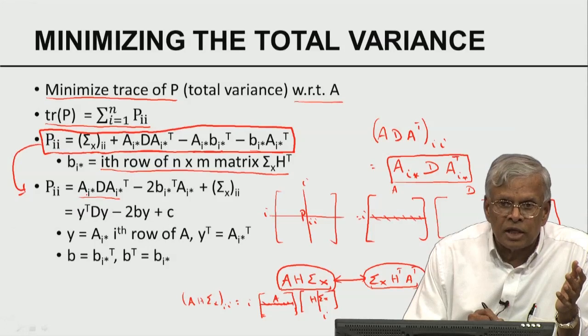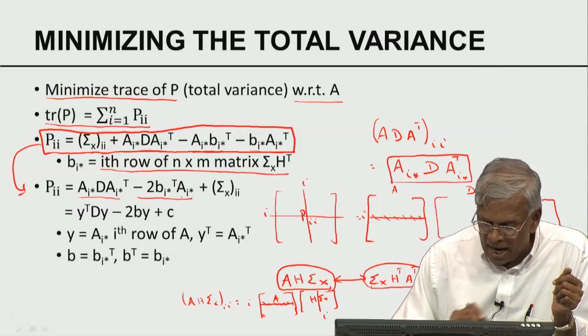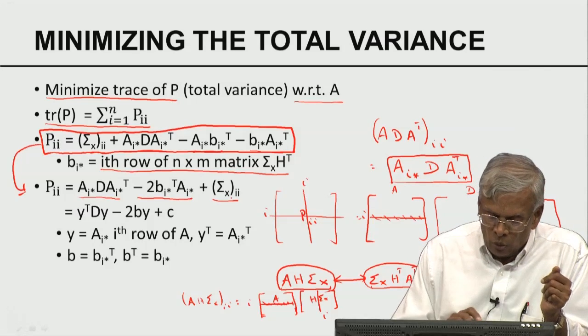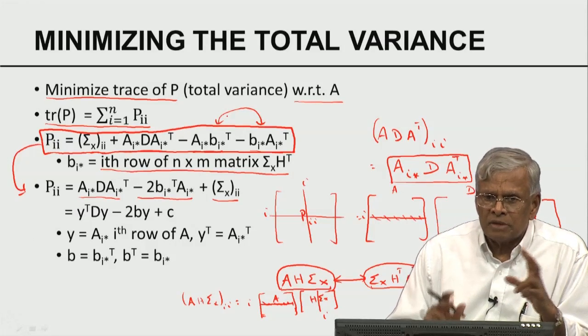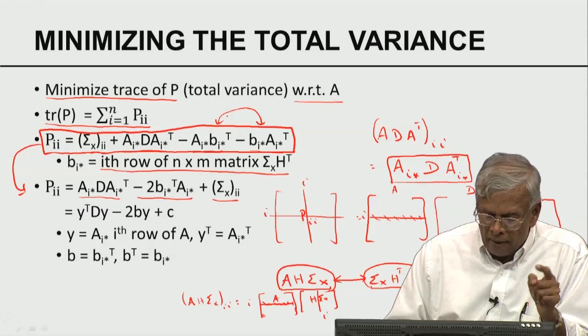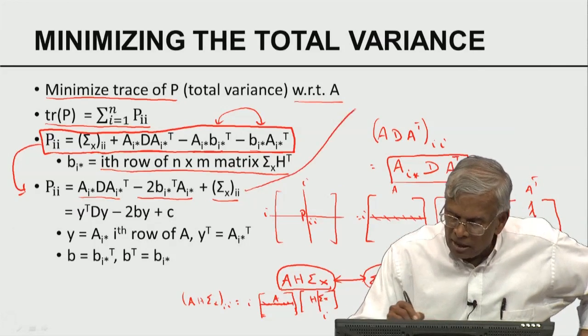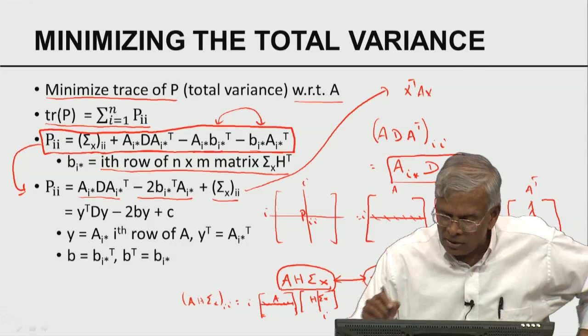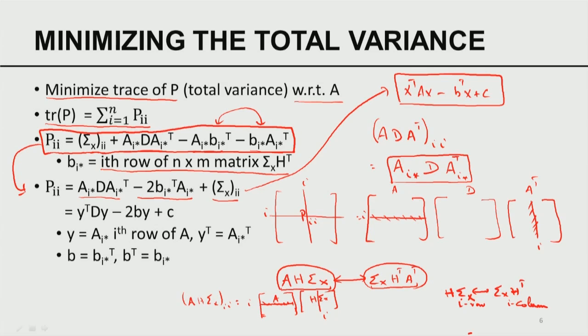Please remember Ai star is a row vector, Ai star transpose is a column vector, D is a matrix. This is minus 2 Bi transpose Ai, and this is a constant sigma xii. Where does the 2 come from? These two terms are scalars, they are both equal, they are transposes of each other. Therefore, these two terms are combined, 2 times Bi transpose Ai star, plus sigma xii. So how does this look? This term essentially looks like x transpose Ax minus b transpose x plus c. That is a quadratic function. X is used in place of Ai star. So you can see the relation between x and Ai star. Ai star is the ith row.